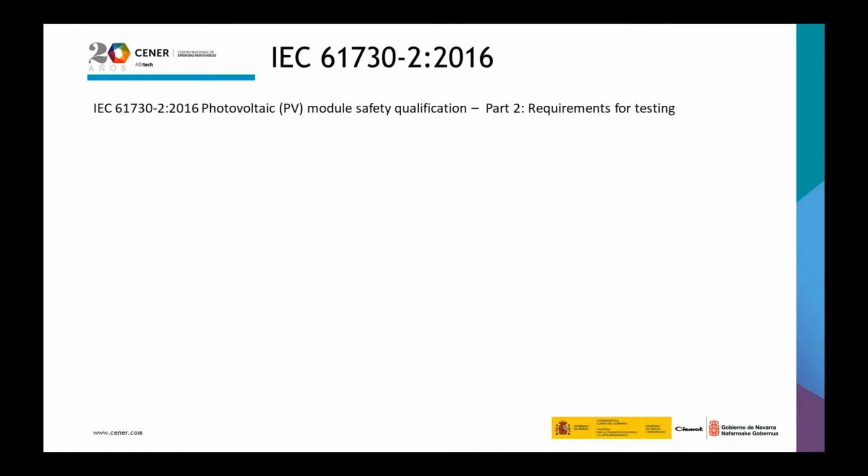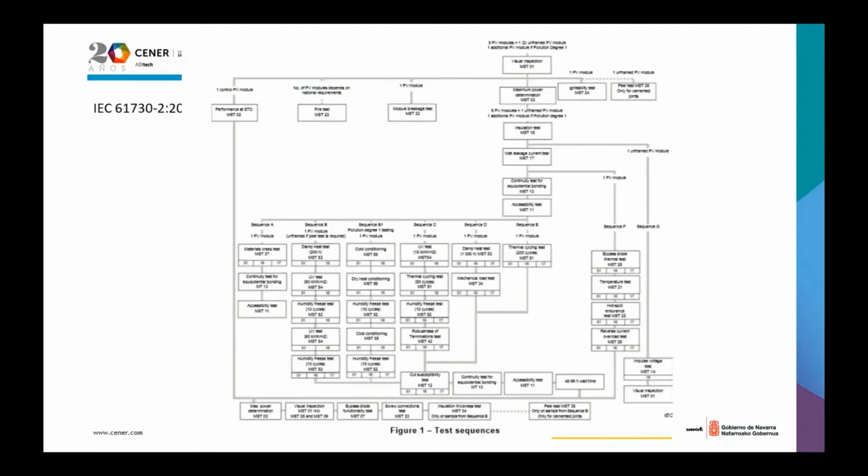Some of the properties of the materials and components of the PV modules declared in part 1 of the standards are checked through testing in this part 2 of the standards. Here we have the test sequence for 61730, and although there are many tests here, most of them are the same as for the qualification test standard, the performance. So both standards can be carried out in parallel in a combined test sequence.